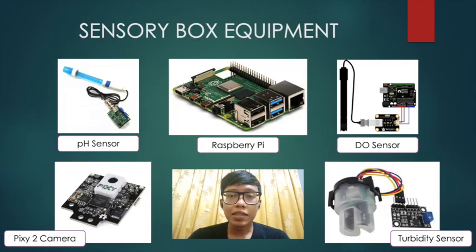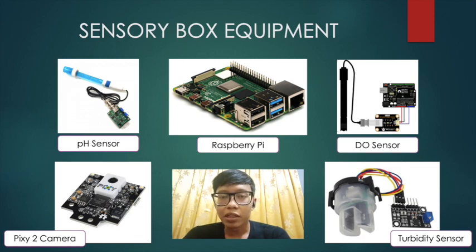So basically, this is how the system works. The Raspberry Pi will be the motherboard, or the mother of the system, in this smart system or sensory box, and all the gear or the sensory system, which is the pH sensor, DO sensor, turbidity sensor, and also the Pi camera, will be combined into one system that is controlled on the Raspberry Pi system.